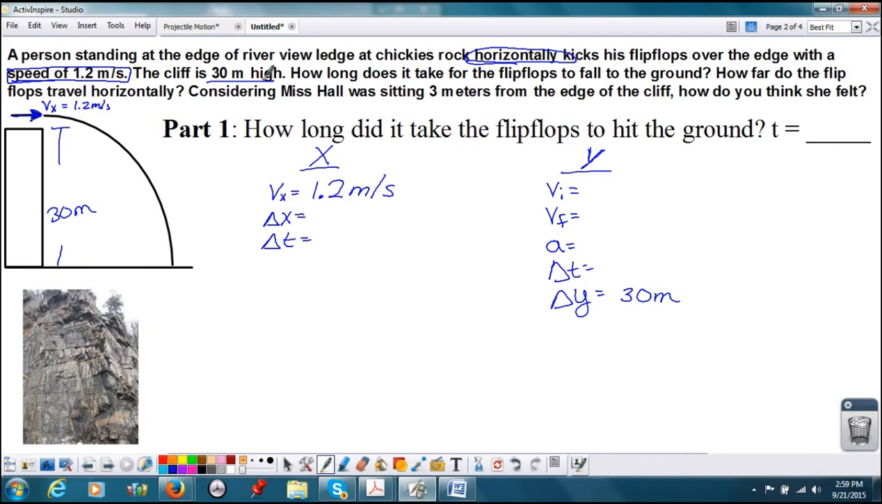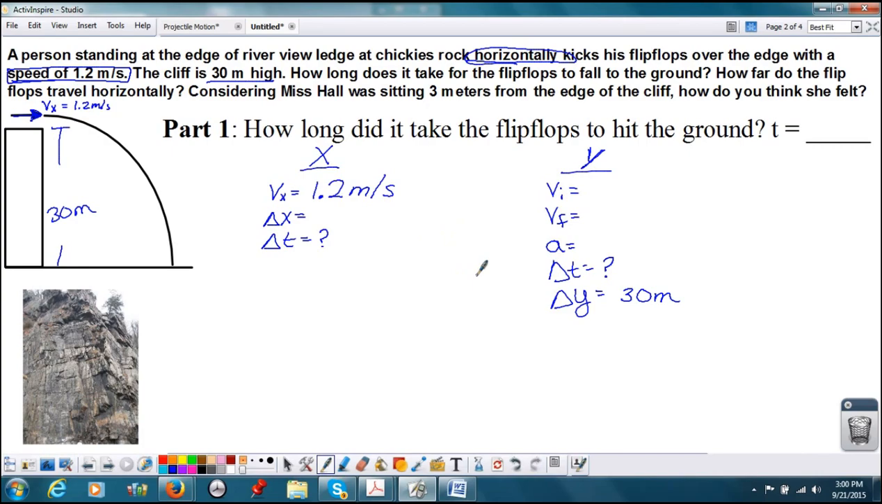How long does it take for the flip-flops to fall to the ground? So I'm trying to find the time. And it doesn't matter which time I find, because time is what links these two. It's going to hit the ground after 5 seconds. Okay? Whether or not I'm talking about the y direction or the x direction, it took 5 seconds to hit the ground, okay? So time is the link between the two different directions.